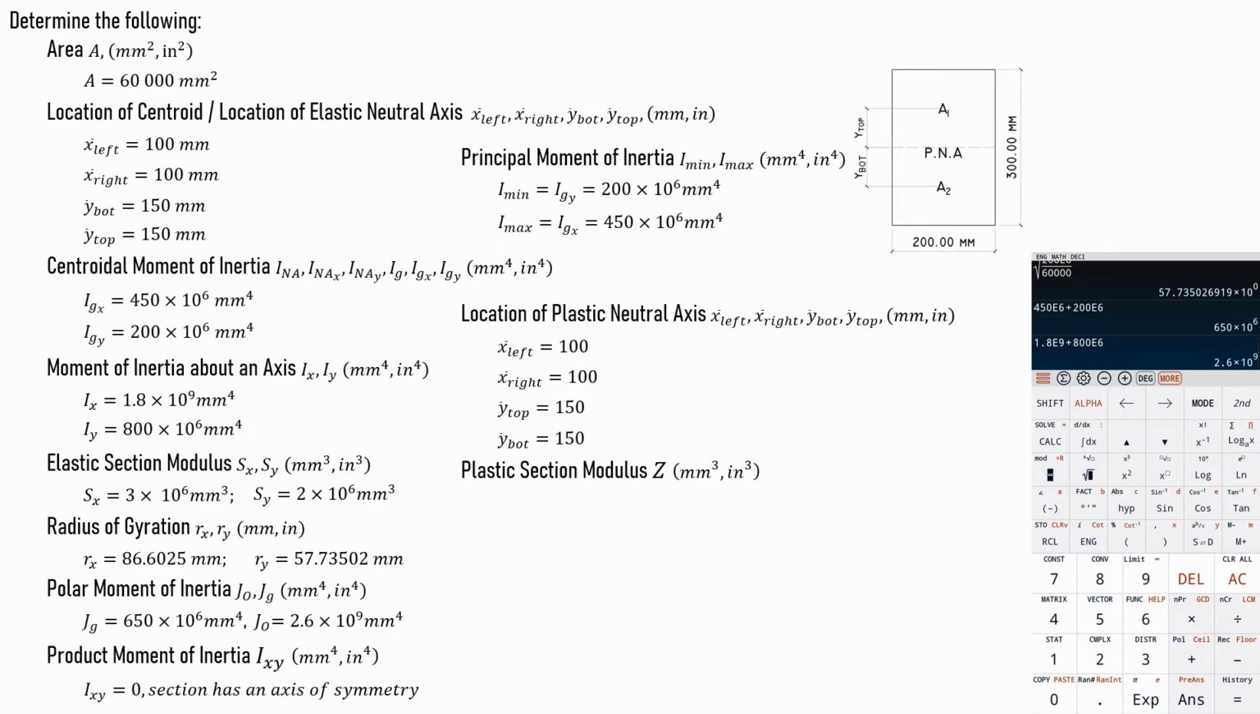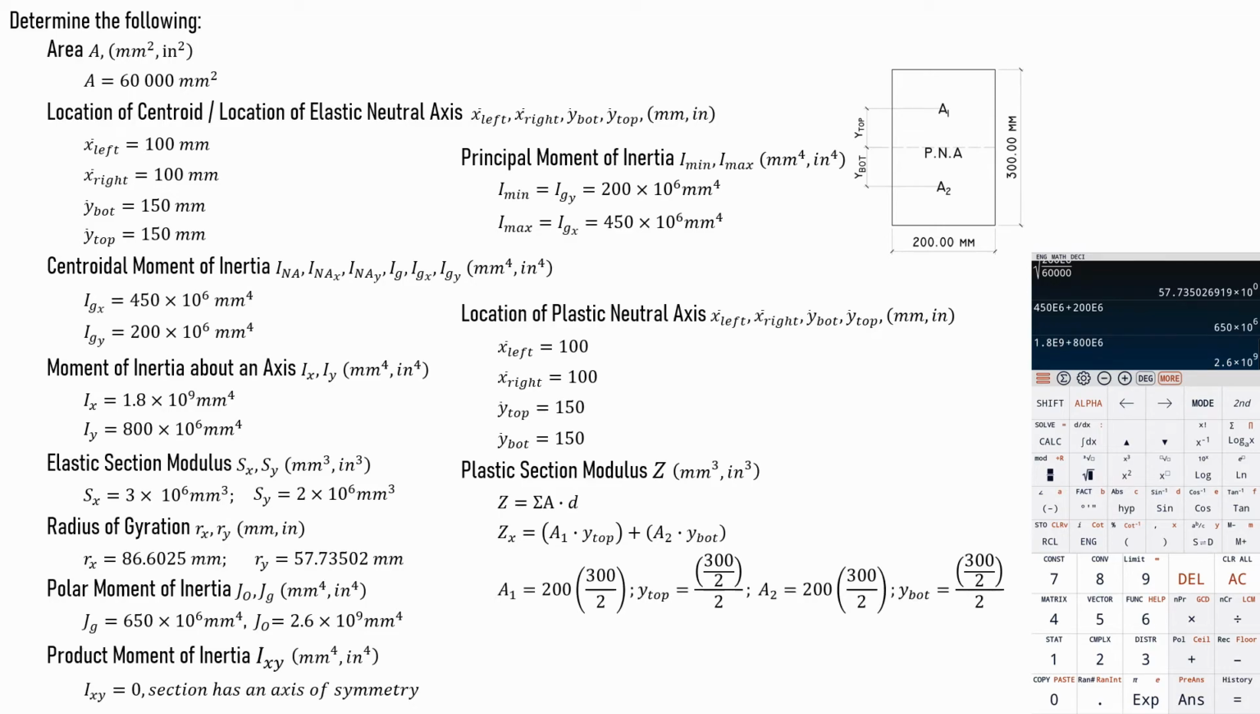Para naman sa plastic section modulus, so yung Z is equal to summation ng A times D. So area natin sa top, distance ng centroid nun papunta sa plastic neutral axis, tapos yung area 2 na nasa bottom. So multiply dun sa distance ng centroid niya, yung local centroid, papunta dun sa plastic neutral axis. So ito yan, yung A1 times Y top, tapos yung A2 times Y bot. So makikita natin yung A1 pati yung A2 equal lang, yung Y top pati yung Y bot is equal lang.